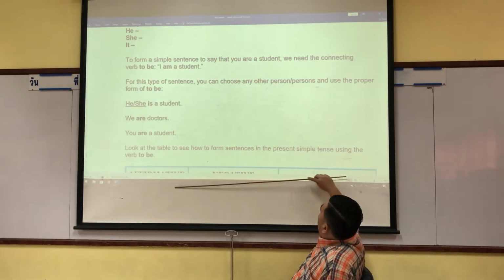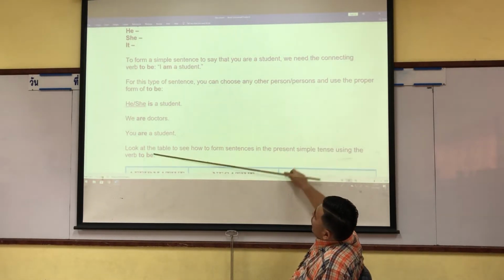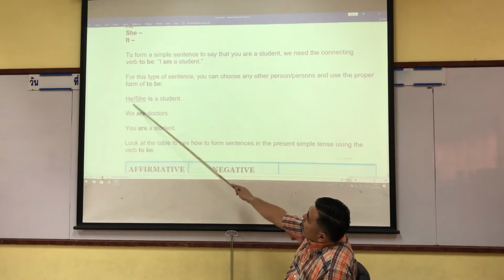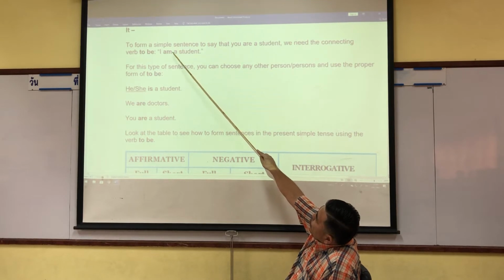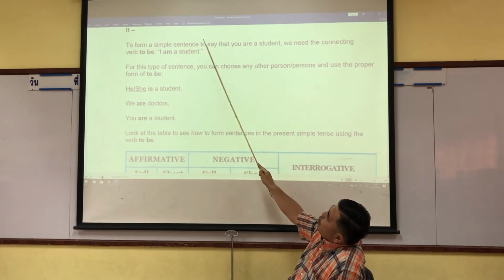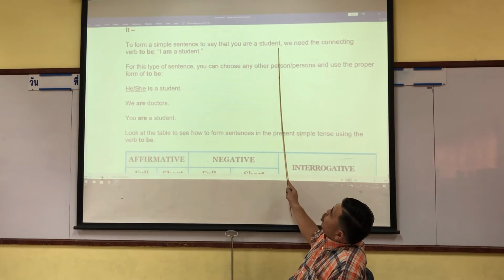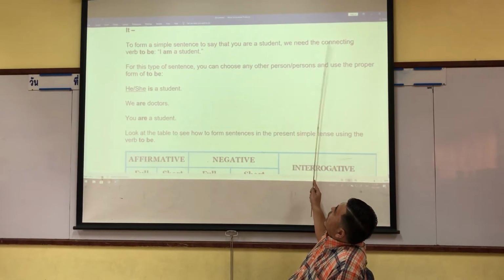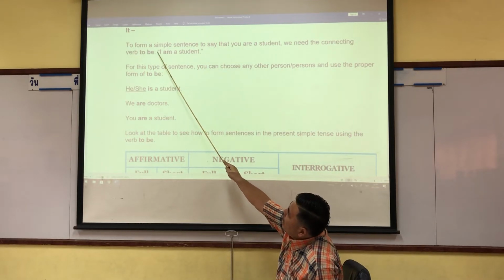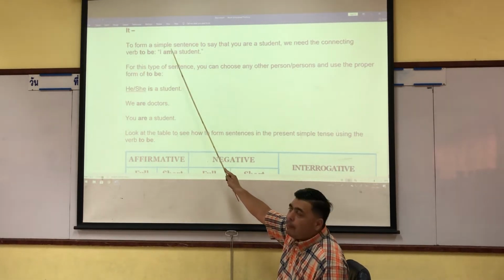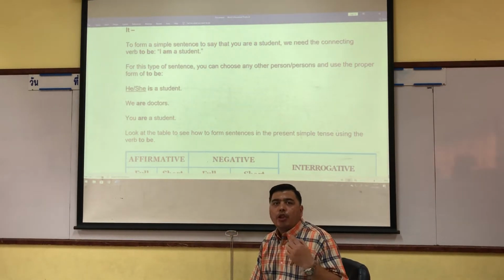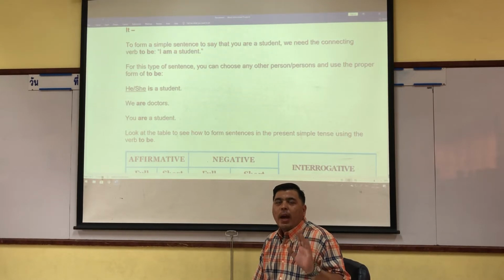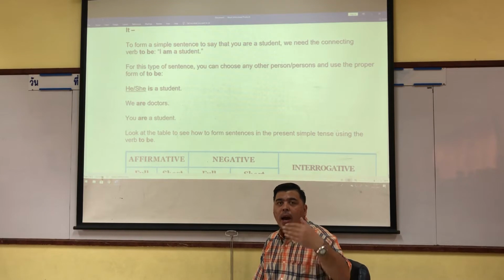First of all, what we're going to do is scroll up to here and stop. To form a simple sentence to say that you are a student, we need the connecting verb to be. I am a student. If I just said, I a student, it would not make sense yet. So we have to say, I am a student.